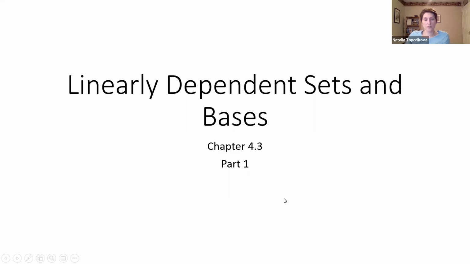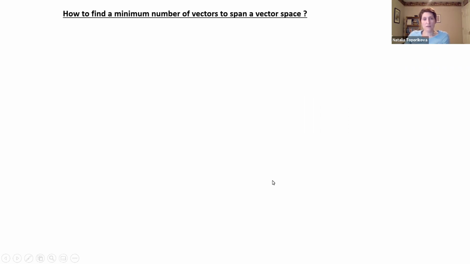Hello, this is the first part of chapter 4.3, and we will talk about linearly dependent sets and bases. We discussed in previous chapters that we can define a vector space by a set of vectors. We can span the space with the vectors.